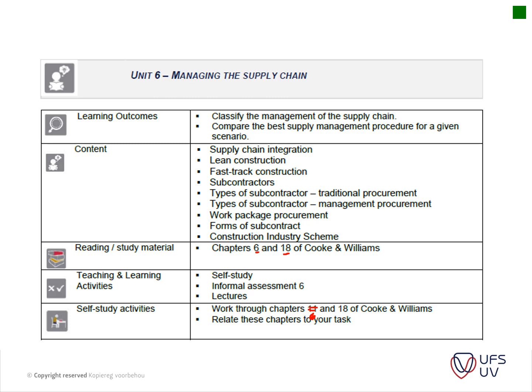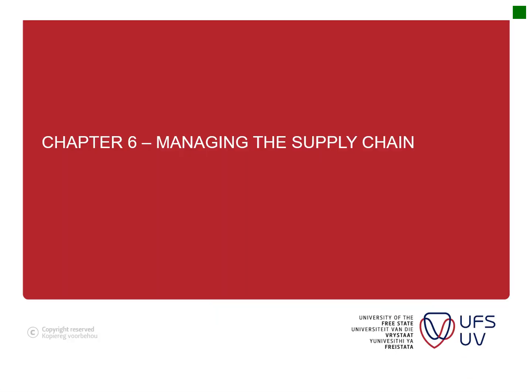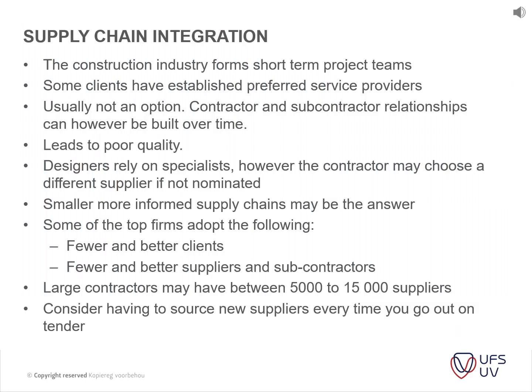So what we're going to look at in this unit is supply chain integration, lean construction, fast track construction, subcontractors, types of contractors and types of subcontractors, the management and procurement thereof, work package deals, forms of contract, and the construction industry schemes. I'm not going to spend a lot of time on all of these items, so it's crucial that you go through the handbook and read through Chapter 6. The following slides are only a guideline and only briefly touch on it.